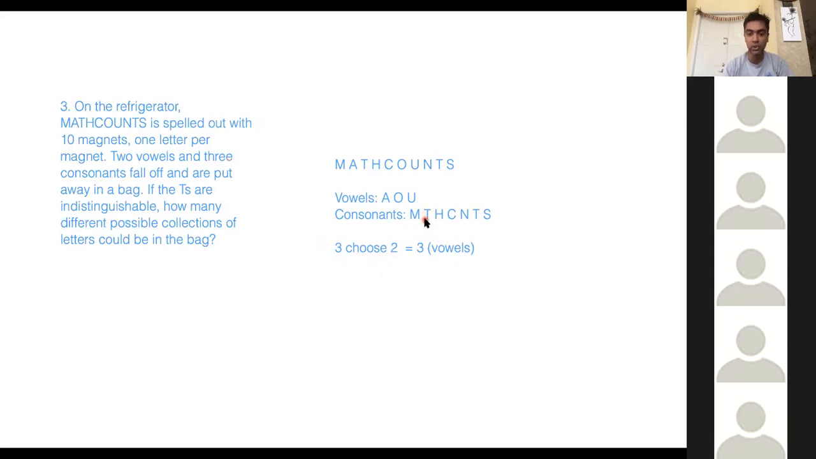but the 2 T's are indistinguishable, which means that if I, let's say, had M, T, and H in the bag, I don't care if this T was the first T in MATHCOUNTS, the T between the A and H here, or whether this T was between the N and S here. We just care that there's an M, a T, and an H. So if the bag has at most 1 T, then we could imagine that I didn't have this T at all. So I only had 1, 2, 3, 4, 5, 6 consonants, and I had to choose 3 of them. So 6 choose 3.